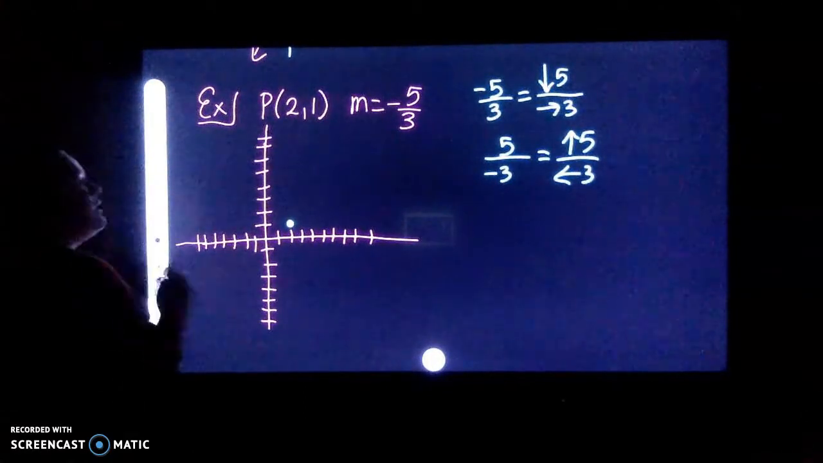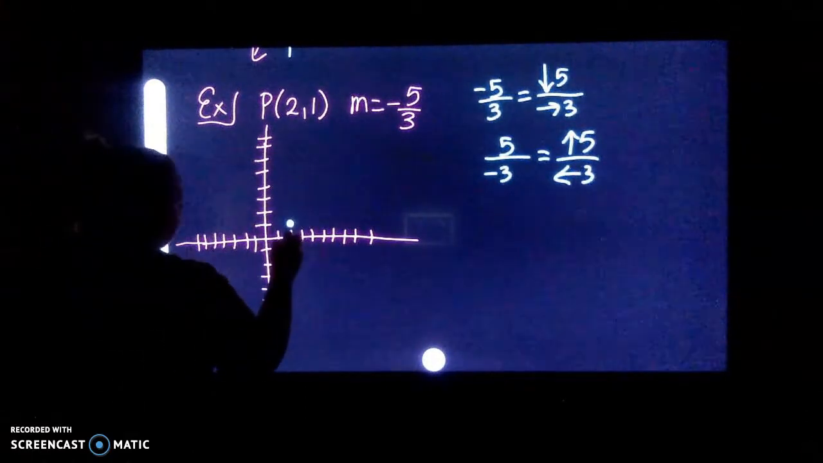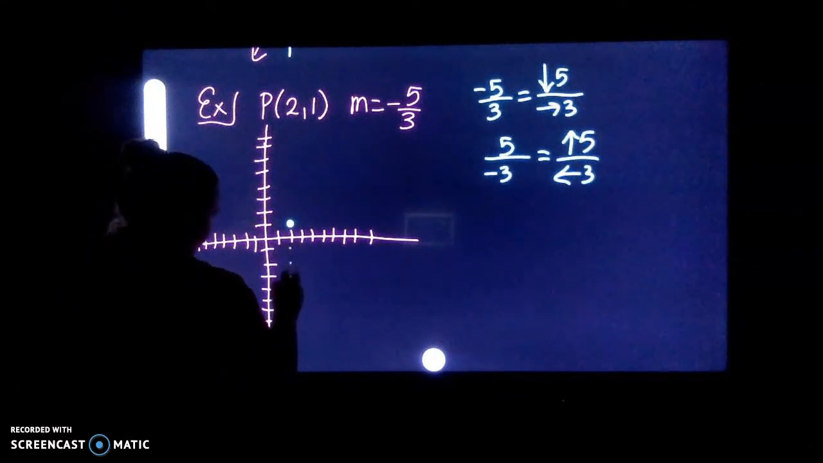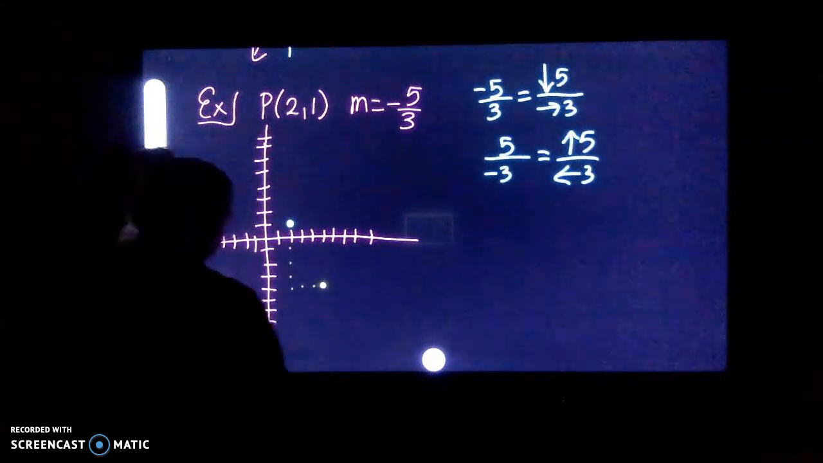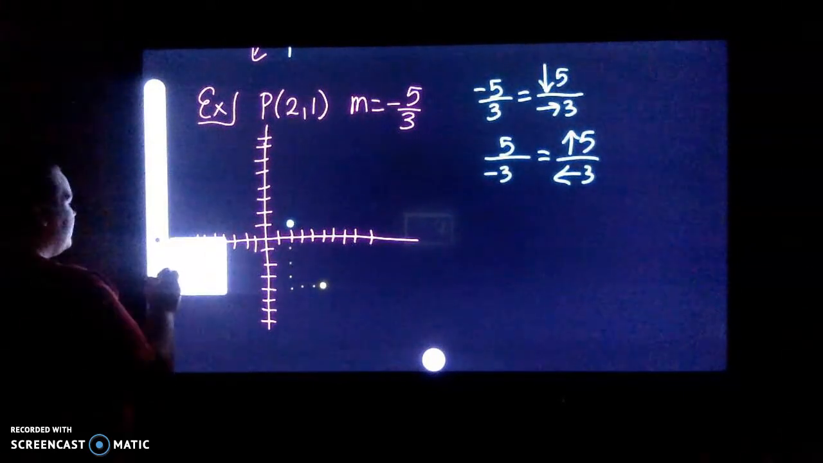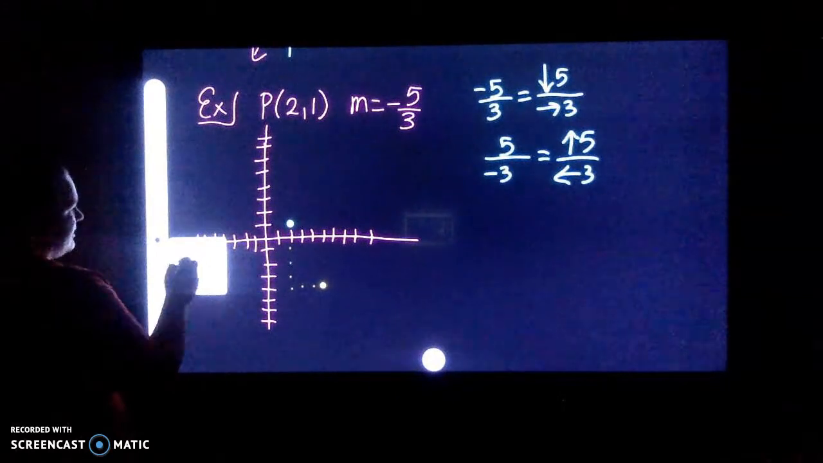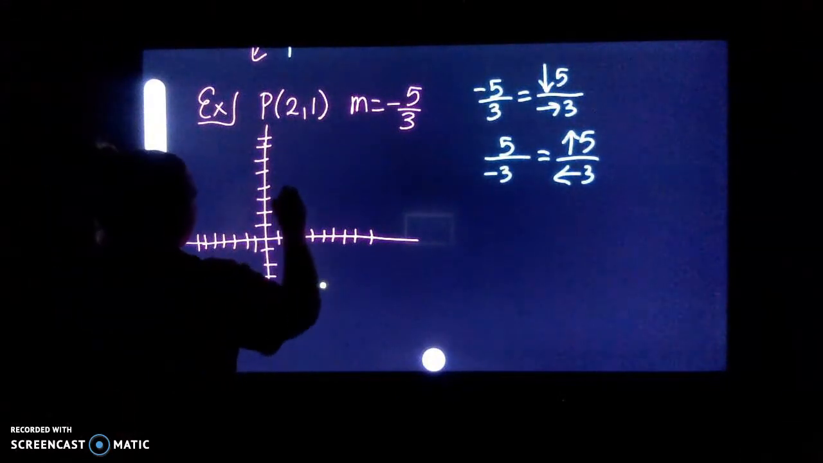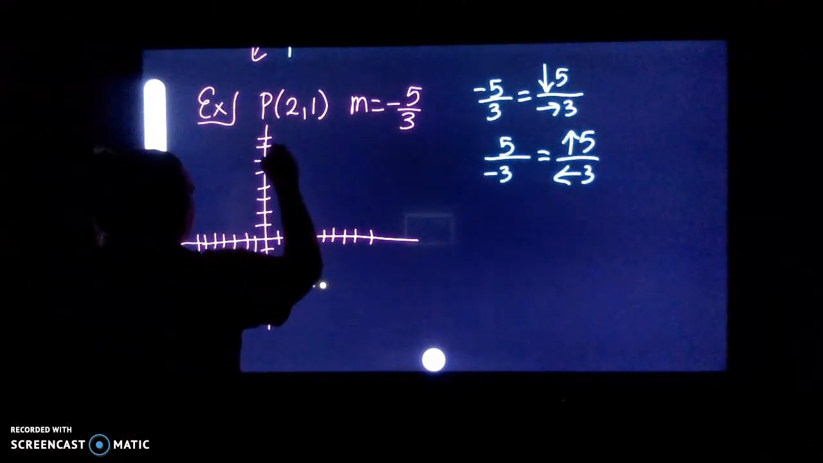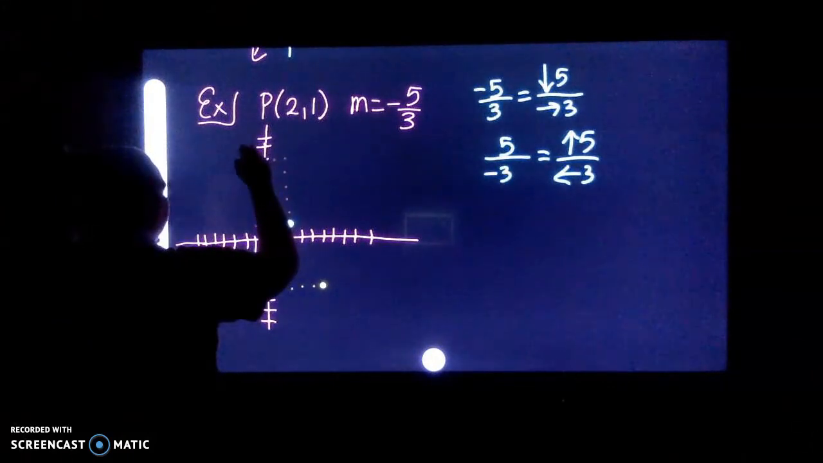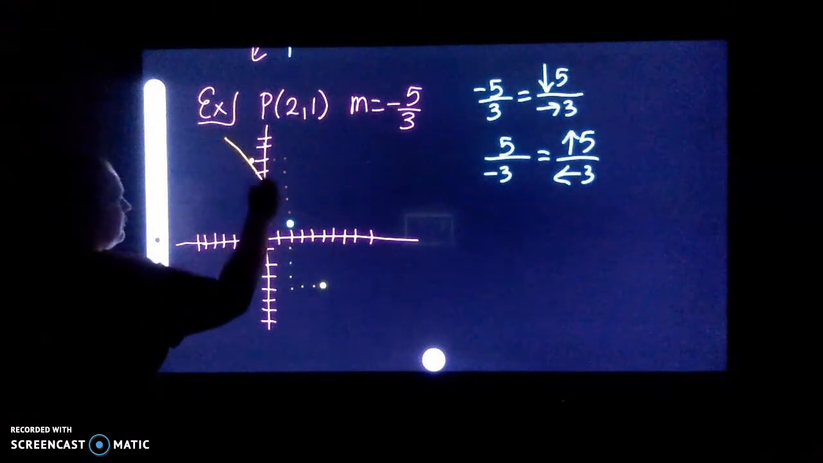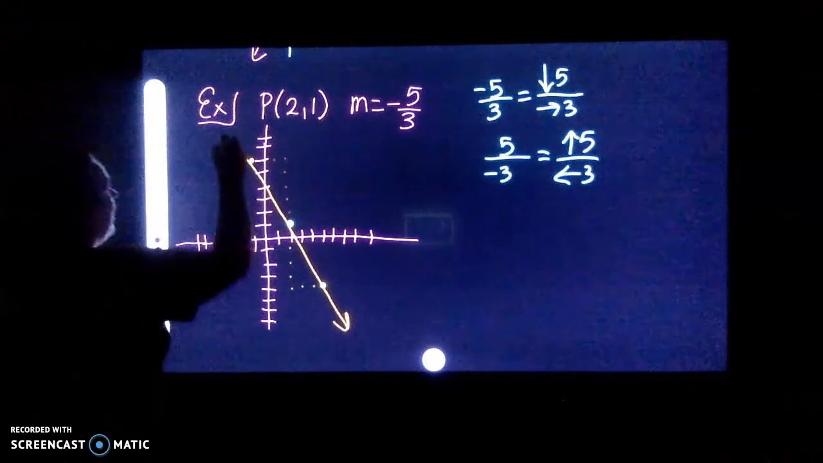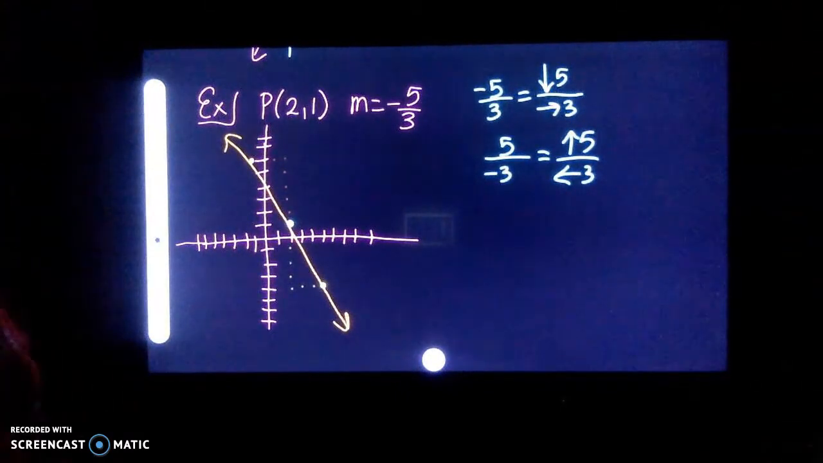So I'm going to do the -5/3 first. So I'm going to go down 5, and I'm going to go to the right 3. Then I'm going to do the 5/-3 just to see what happens. So I'm going to go up 5, and I'm going to go to the left 3. Okay, look at that. They're still going to make the same line, so it does not matter which direction you choose to go, as long as you're keeping it consistent.